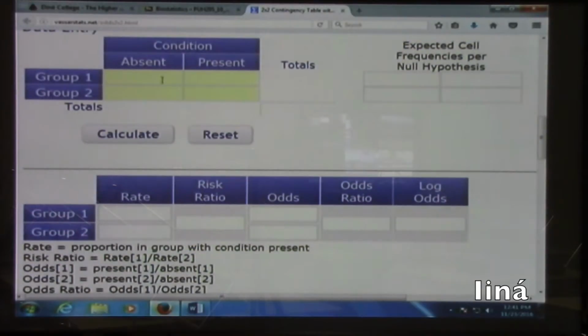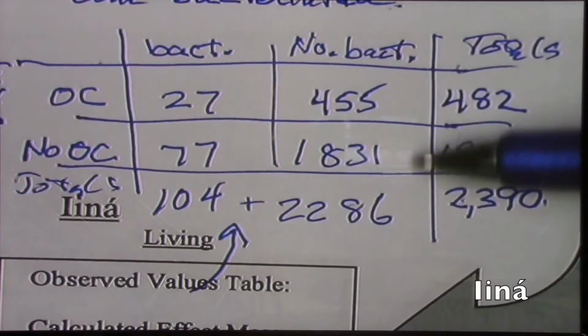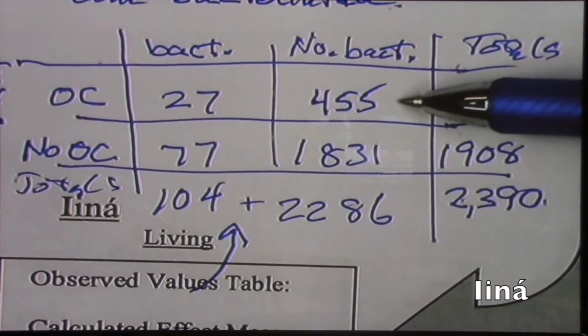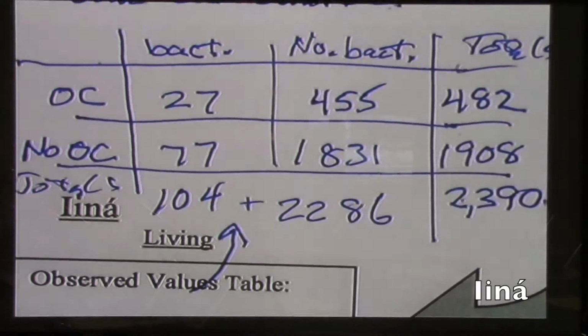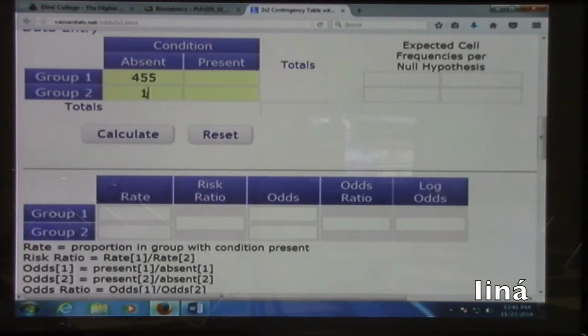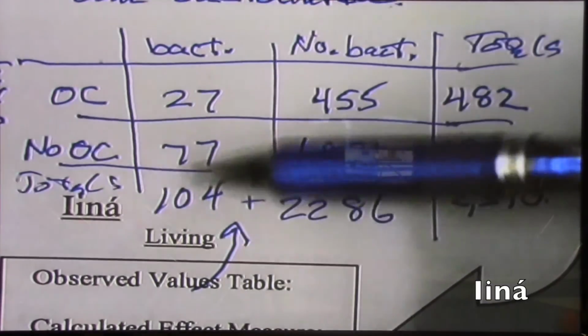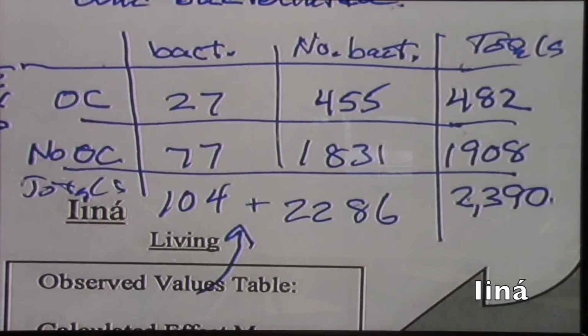Here's where we're going to put in our numbers. Remember that they switch their columns. The condition absent, so the condition is bacteriuria, so we want this first column to be the ones who did not get bacteriuria. So we're going to put in 455 and 1831. And then for the condition present, the ones who did get bacteriuria, that's 27 and 77.